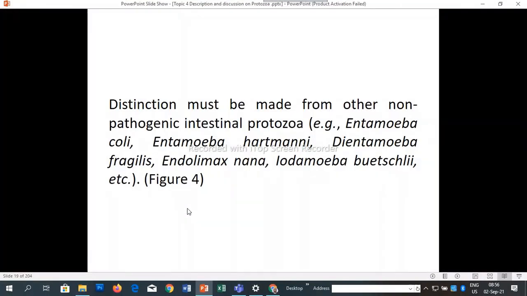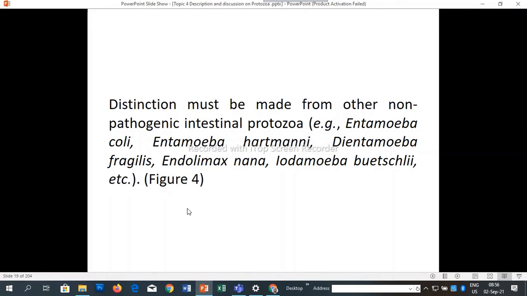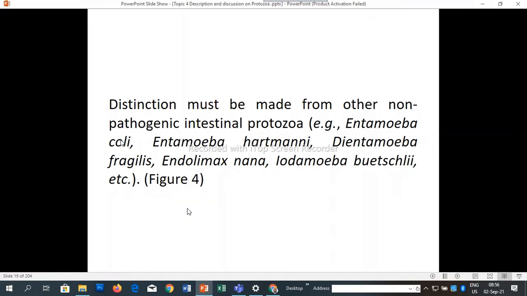Distinction must be made from other non-pathogenic intestinal protozoa, such as Entamoeba coli. Although we say that Entamoeba coli is not pathogenic, depending on immunity it can become pathogenic, and when it is found in a patient with a clinical presentation, the patient needs to be treated.